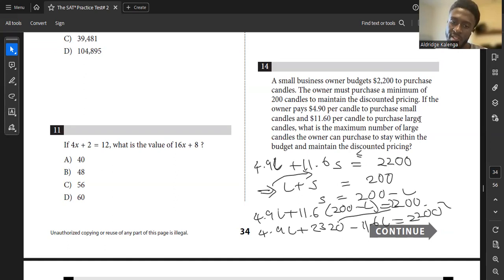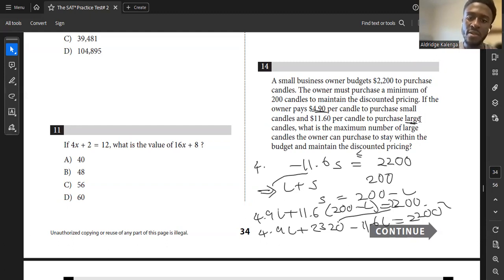Oh, actually, wait, I swapped out this. My bad, I swapped out this. This is 200 minus L, and that's your S. 11.6 is for the large candles, and 4.9 is for the small candles. Why didn't you tell me I swapped out my variables, you guys? Man, let's replace our variables. 4.9 is for the small candles.